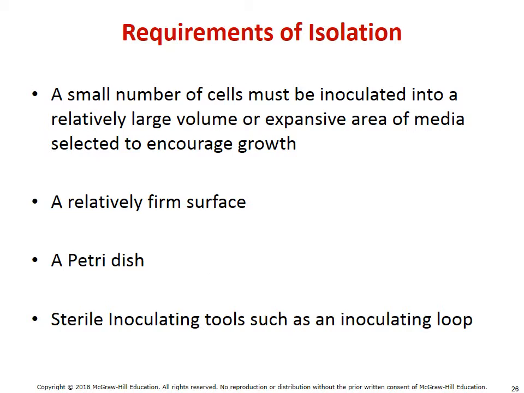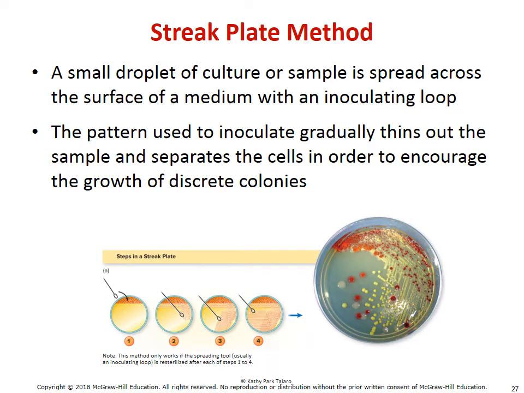But there are some requirements for isolation. First off, we need a solid media. Typically we do this on a petri dish, and again we need sterile media and equipment. So let's illustrate an example here of what's going on with the isolation streak method. First off, this is a 4-streak method. With a name like 4-streak, you should probably understand that means we're going to streak the plate 4 times.